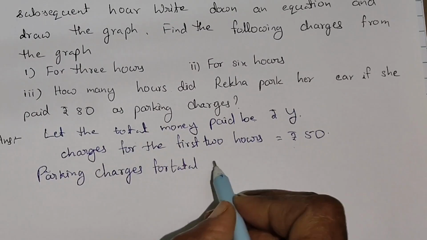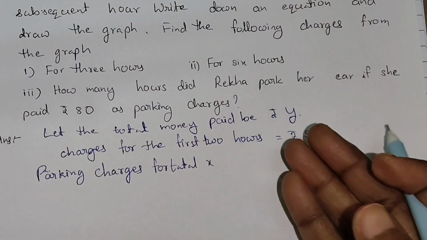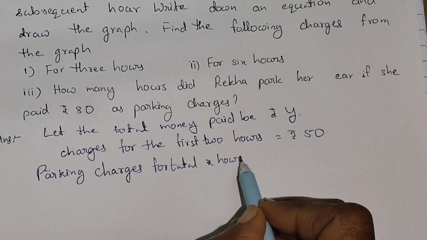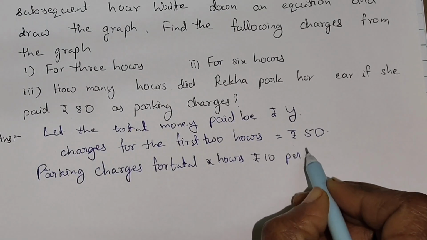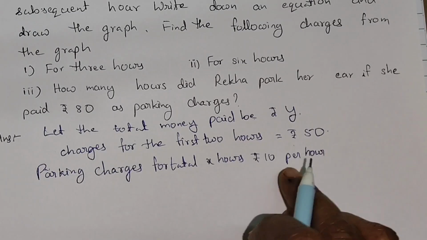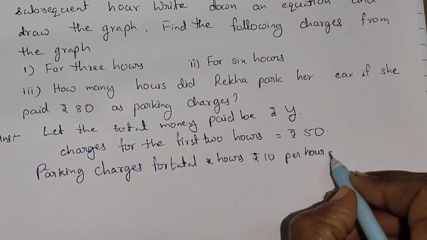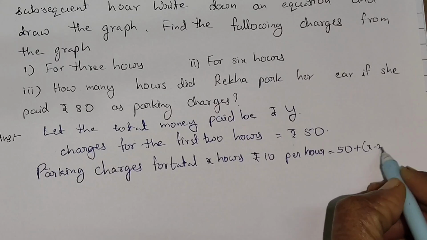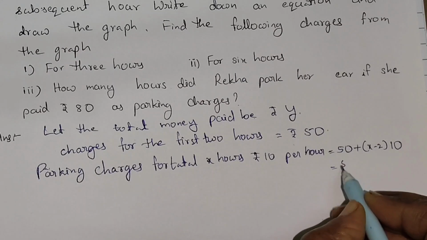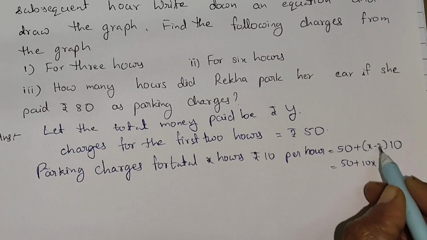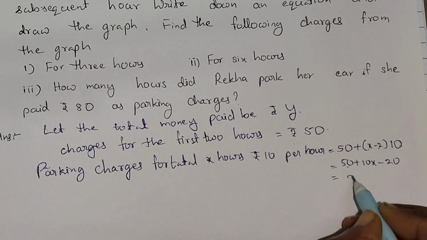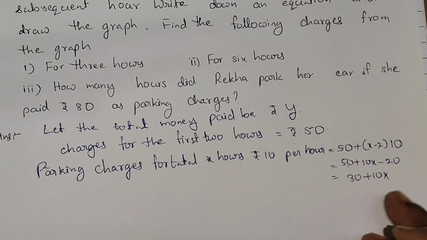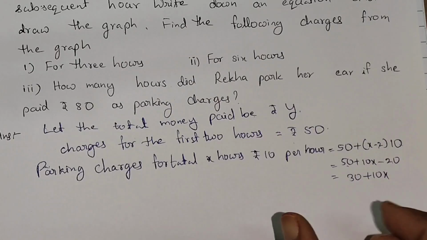For the total, suppose the total is x hours. 10 rupees for each hour after 2 hours. So the total is equal to 50 plus (x minus 2) into 10. So 50 plus 10x minus 2 into 10, 20. So 50 minus 20 is 30, plus 10x. 30 plus 10x is the total amount.